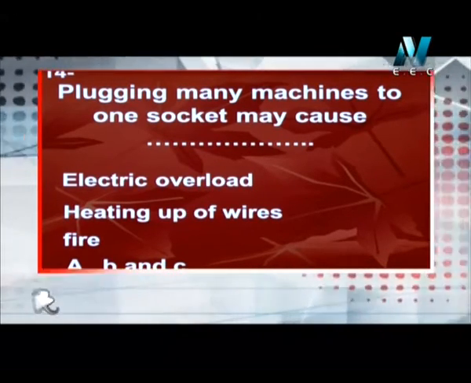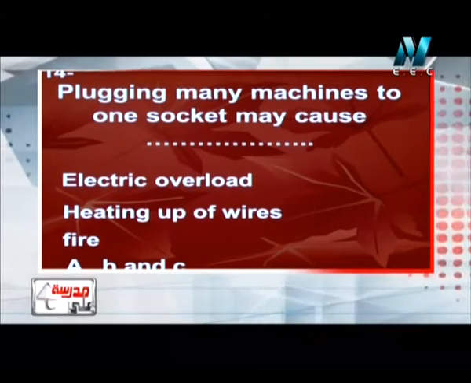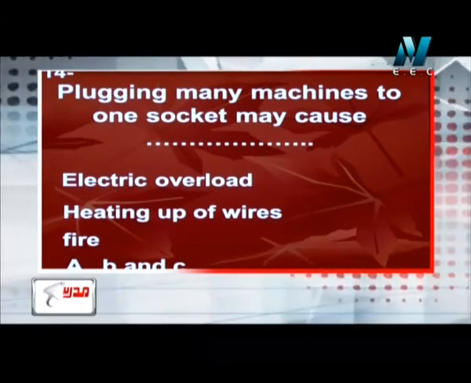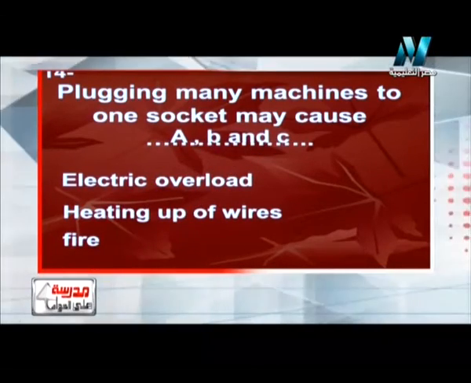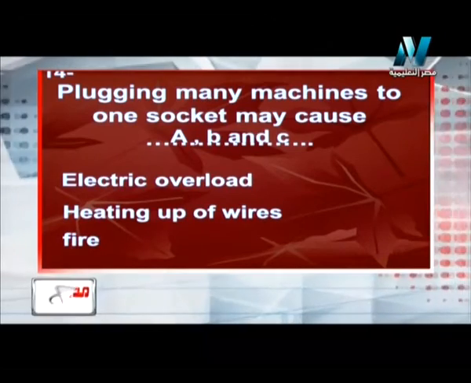So electric overload, as you said, Mr. Yasser, is right. And also it will cause heating up of the wires, and also it will cause fire. So the answer will be all of them: A, B, and C. Okay? Another question.